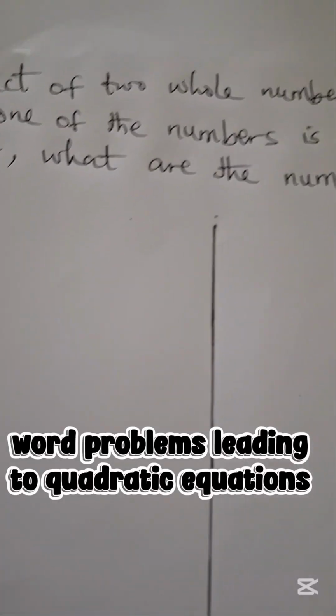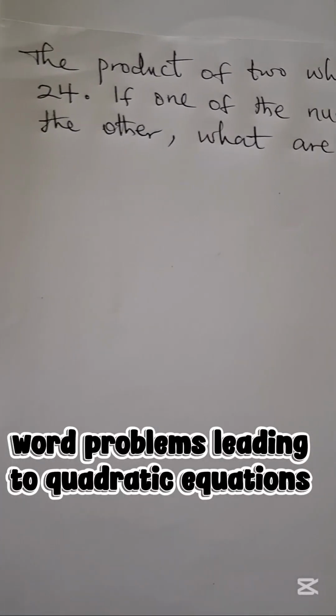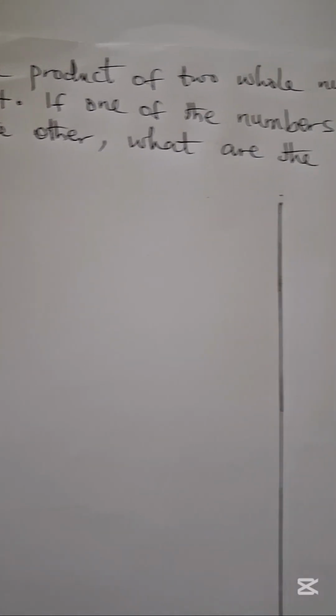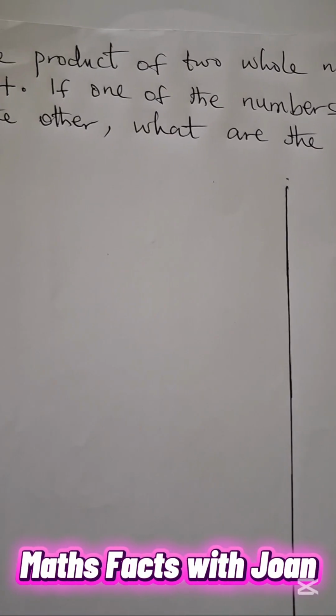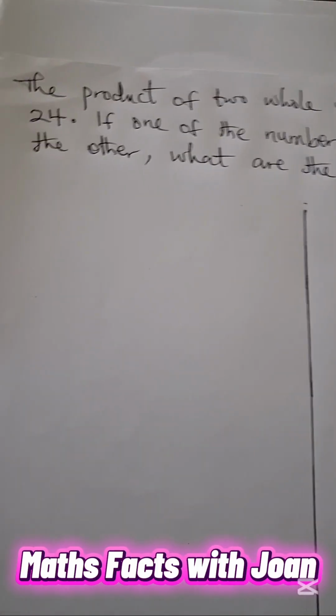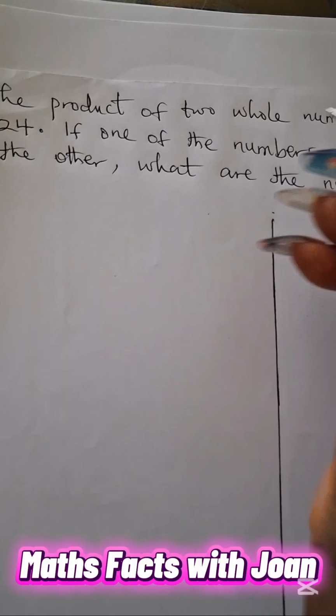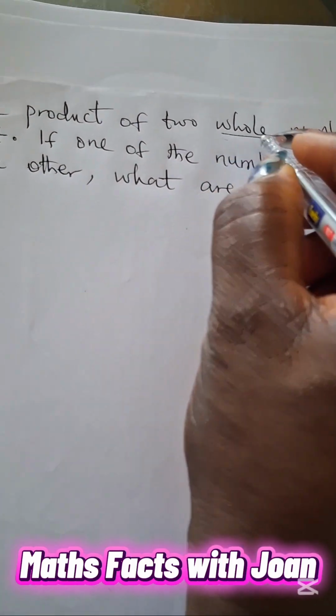The product of two whole numbers is equal to 24. If one of the numbers is 5 more than the other, what are the numbers? We have to take note of this. They said the numbers should be whole numbers, okay?